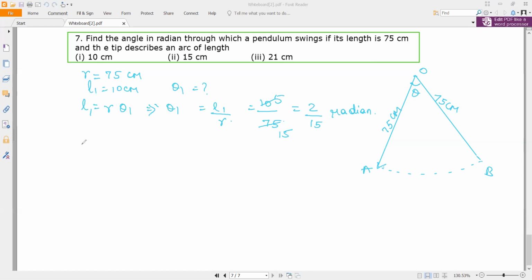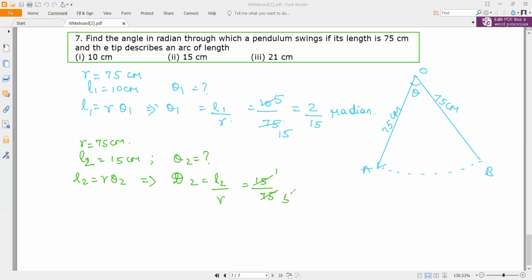Second, R is equal to 75 centimeter. L2 is equal to 15 centimeter, and you have to find theta2. Again, L2 is equal to R theta2. Theta2 is equal to L2 upon R. So it is 15 upon 75. 15 into 1, 15 into 5. This is 1 by 5 radians.